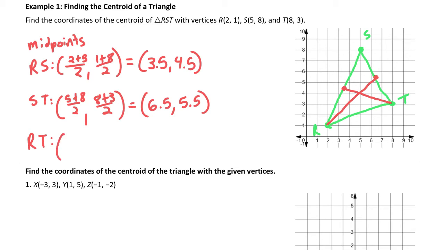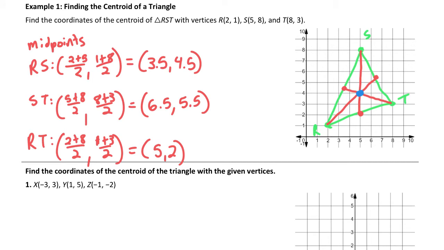So the midpoint of RT, (2 + 8)/2 and (1 + 3)/2. So the midpoint of RT is the point (5, 2). That's going to be right here. So my graphing was a little off. But finding those midpoints, that's review, so that's why I went through that quick. But we see where all three of those medians intersect. It's that point right there.